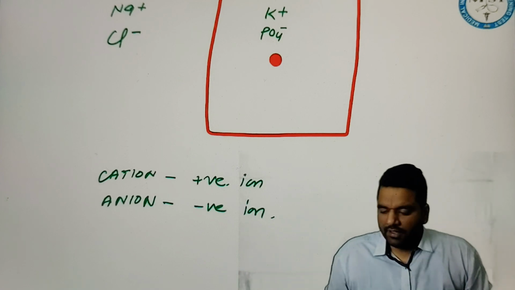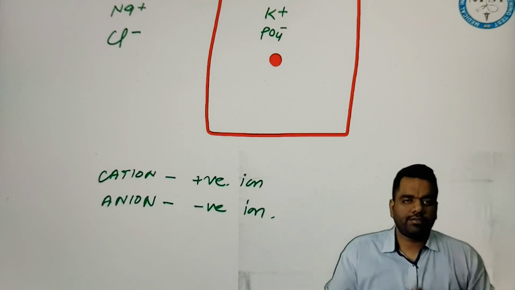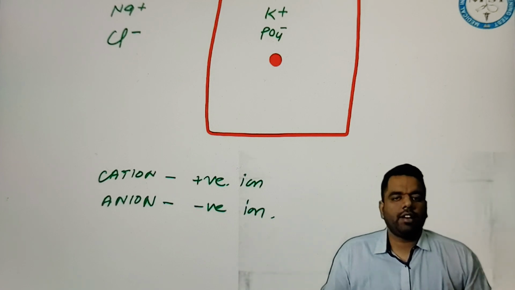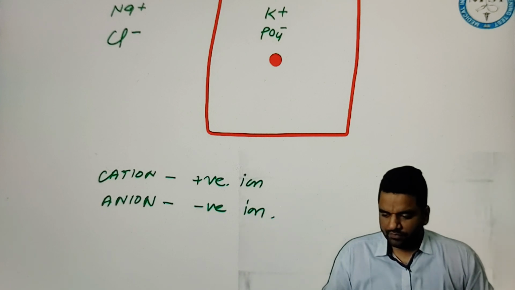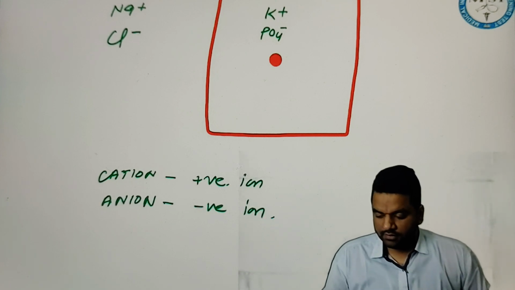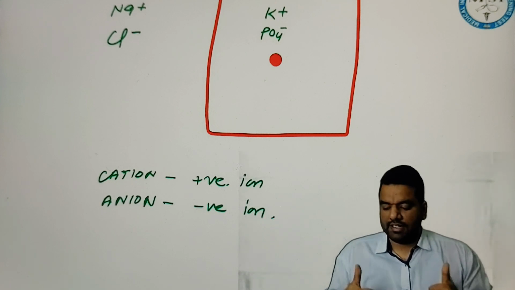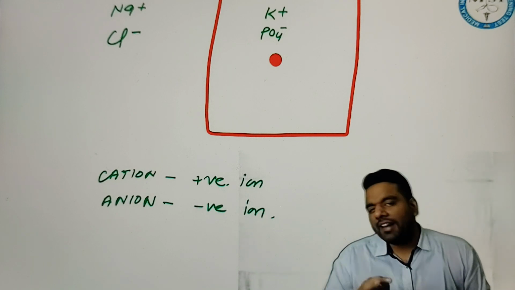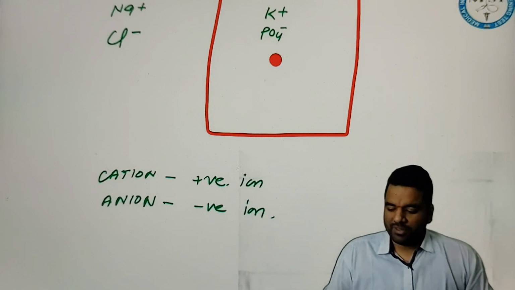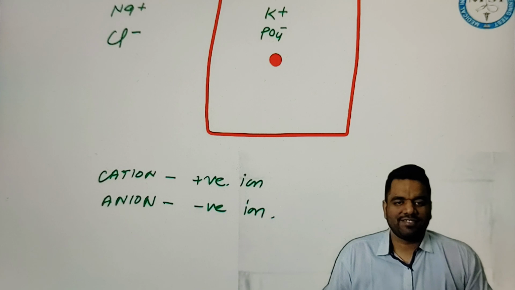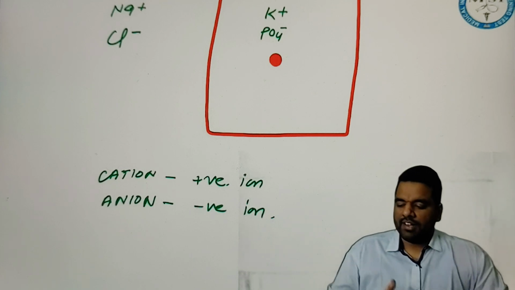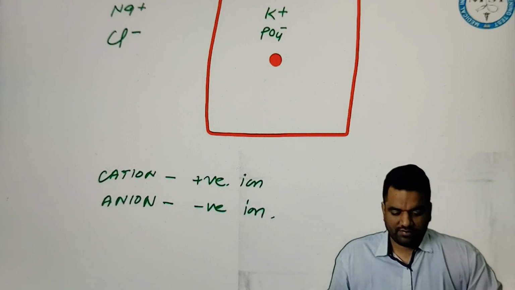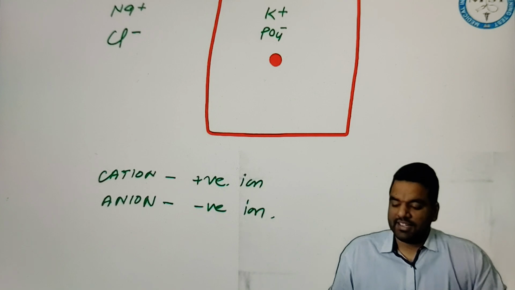Very good. Now please tell me, what is the most abundant intracellular anion? Yes, guys, this is phosphate. And what is the most abundant extracellular anion? Yes, it is chloride. Well done.